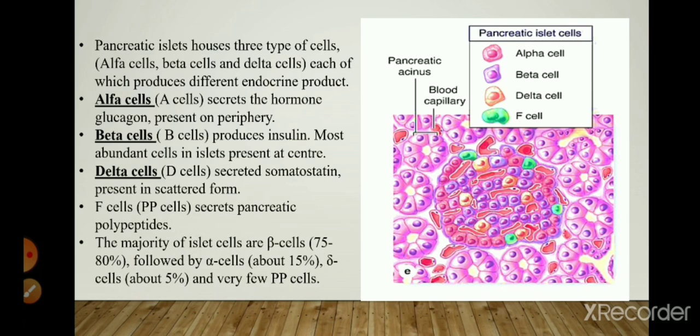The majority of islet cells are beta cells, that is 75 to 80%, followed by alpha cells about 15%, and delta cells about 5%, and very low in concentration or very few PP cells are present in islet of Langerhans.